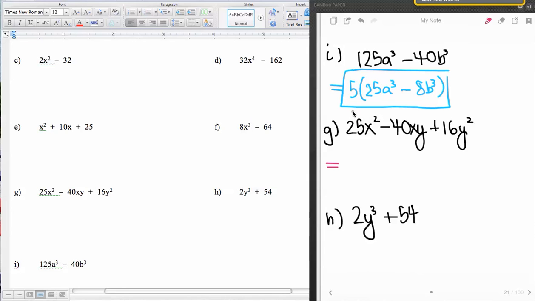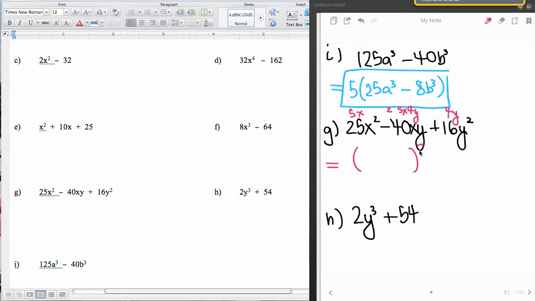Well, let's see. Yeah, that's a perfect square, so let's get the root there. G, is that a perfect square? Yep, that's a perfect square there, so let's get the root there. And then is 2 times each of the roots, 5x and 4y. So that's 20 times 2, which is 40xy. Yep, absolutely. This is a perfect square trinomial.